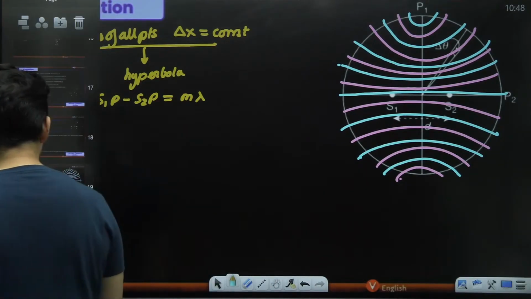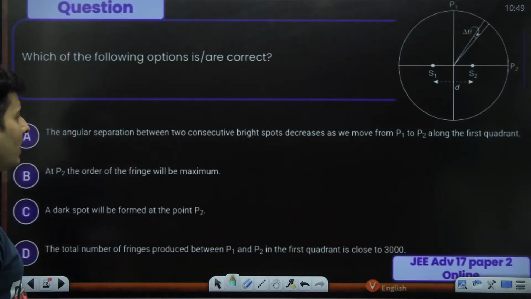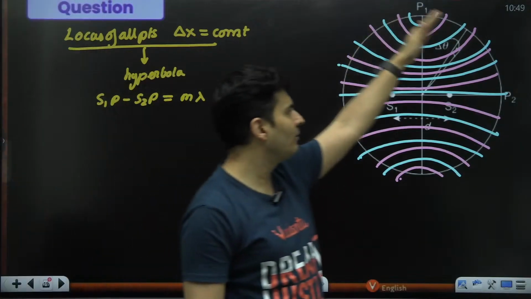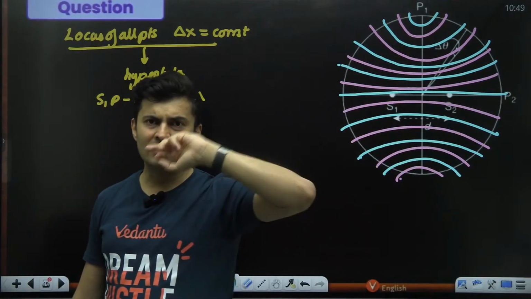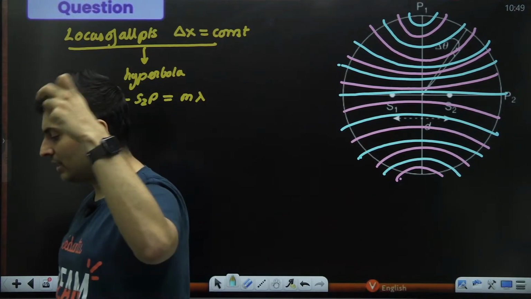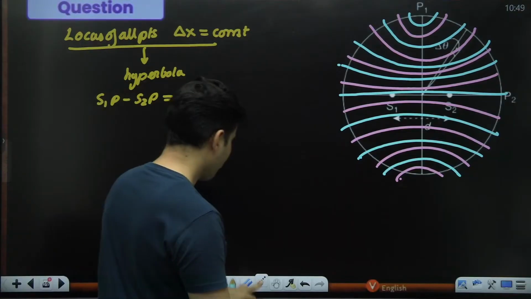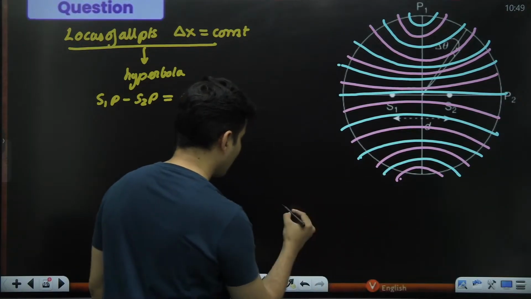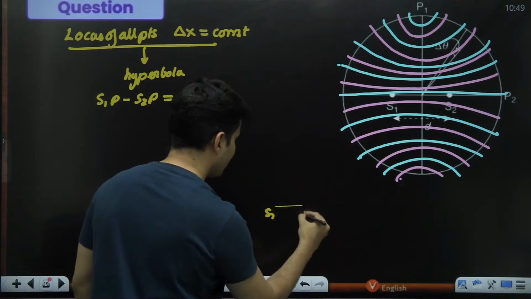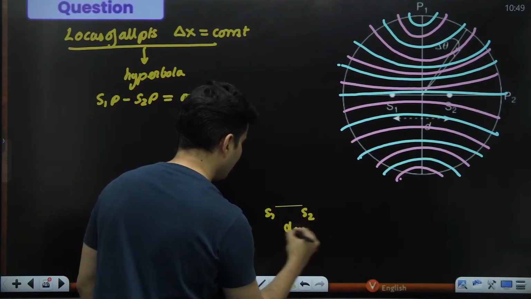Now, let's start with the first option. It says that the angular separation between two bright spots decreases as we go from P1 to P2. As you can see, as we move from one point to the other, the path difference keeps on changing. So maybe even the distance between those two fringes might change. Here is an idea. See, the two slits are over here. One is S1, one is S2. The distance between them is D.